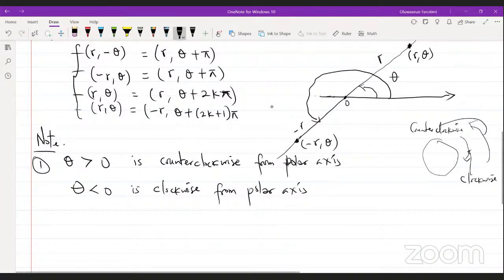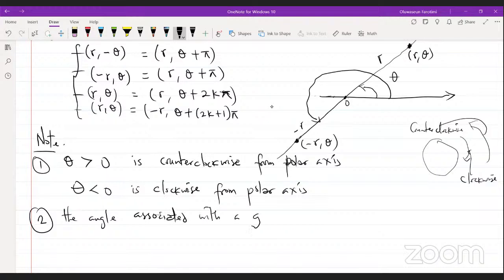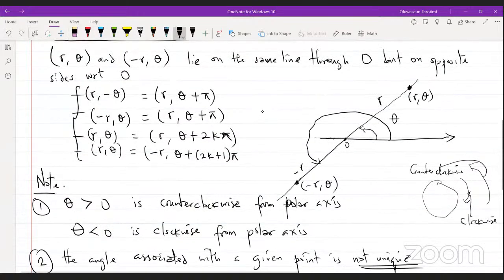Let me call both of them number 1. Let me call this number 2: the angle associated with a given point is not unique. Now, why is it not unique? For the reason we have above. I gave you equivalences: negative theta could be replaced by theta plus pi, and theta itself could be theta plus pi.